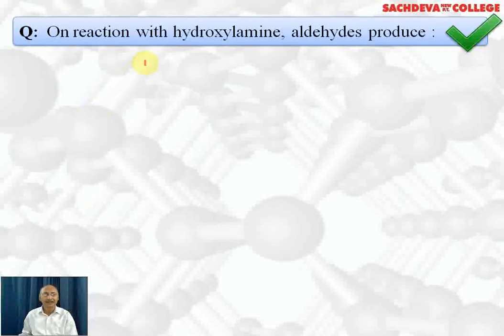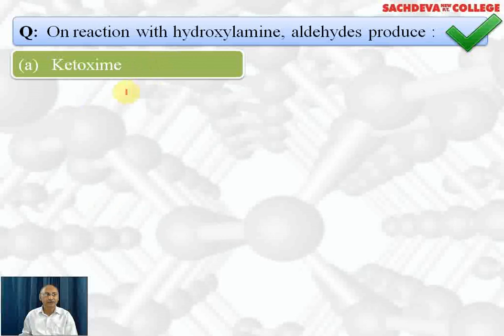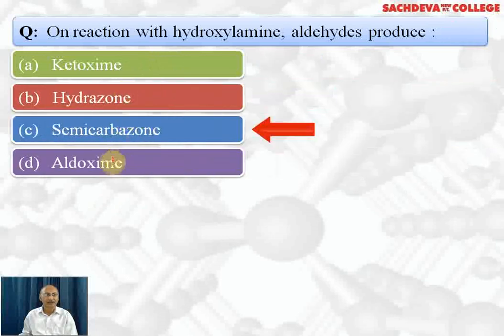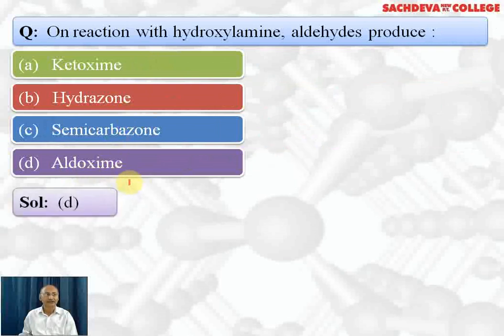On reaction with hydroxylamine, aldehyde produces ketone oxime, hydrazone, semicarbazone, or aldoxime? Correct answer is aldoxime. So D part is the correct answer. Ketone will give ketoxime. When aldehydes react with hydrazine, they form hydrazone. Ketone also reacts with hydrazine to form hydrazone. When aldehydes and ketones react with semicarbazide, they form semicarbazone. But when aldehyde reacts with hydroxylamine, it forms aldoxime.